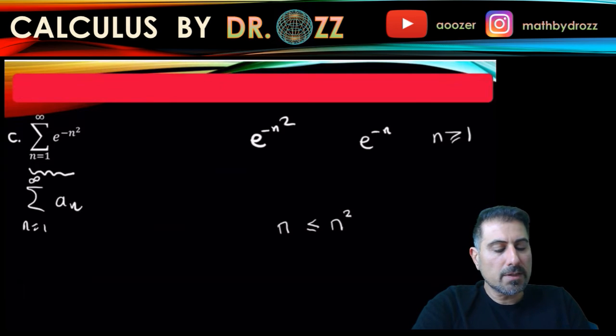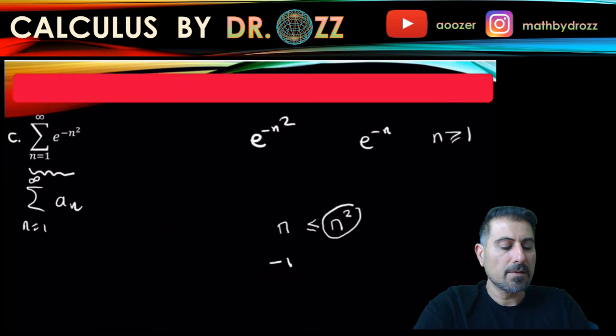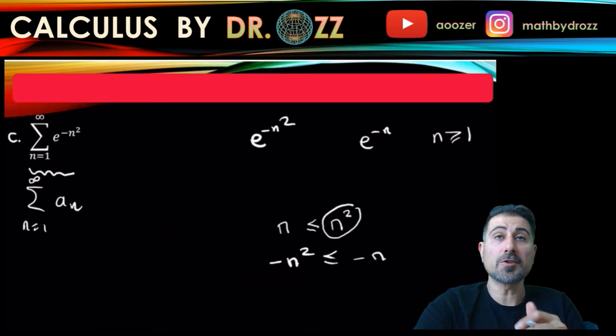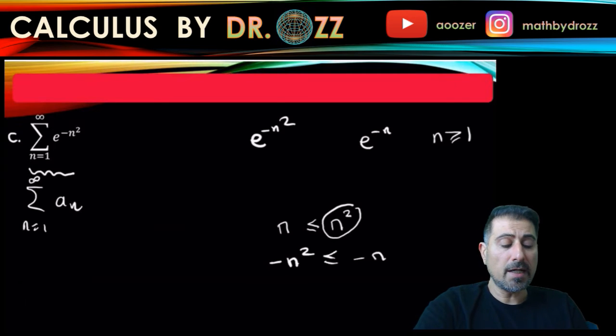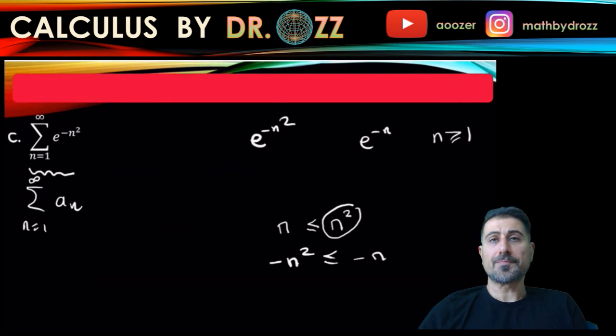How about this? Then the negative of this has to be less than or equal to negative n. So we switch the roles, right? Minus 9 is always less than or equal to minus 3. Minus 4 is always less than or equal to minus 2. This is true for all n.